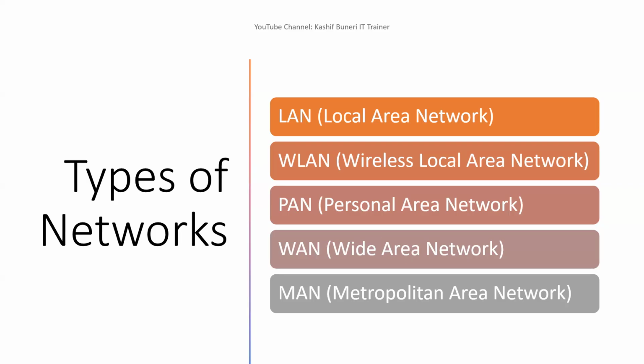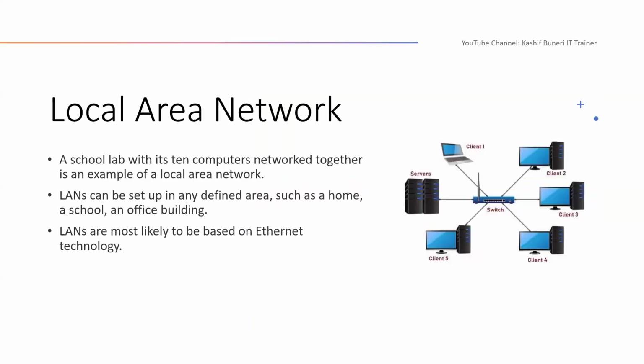Wide area network: the internet is an example of a wide area network. And a metropolitan area network is also an example of a wide area network. We will discuss each of these points in detail. So let's start with local area network.